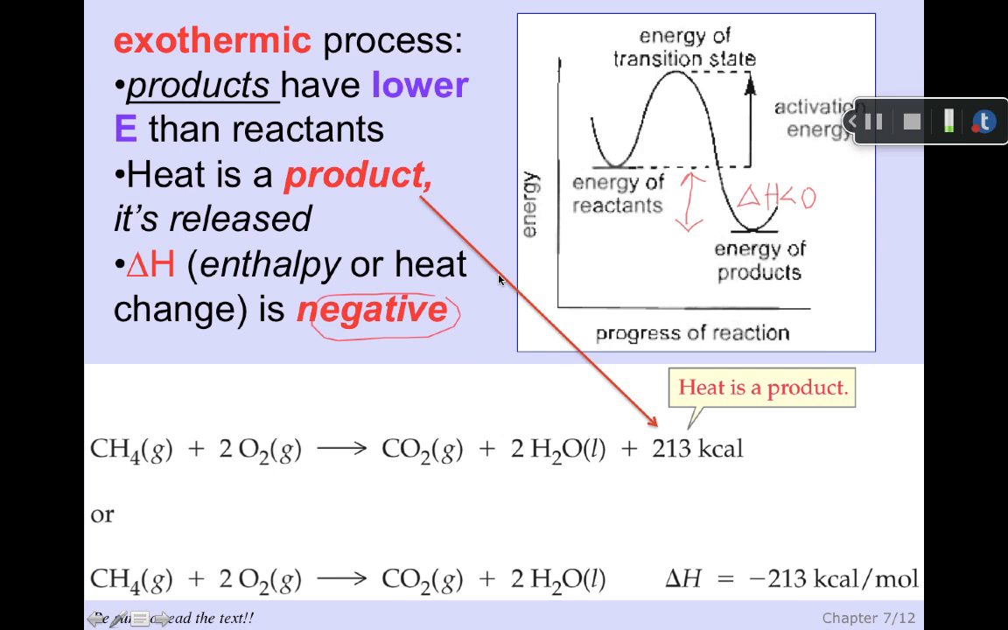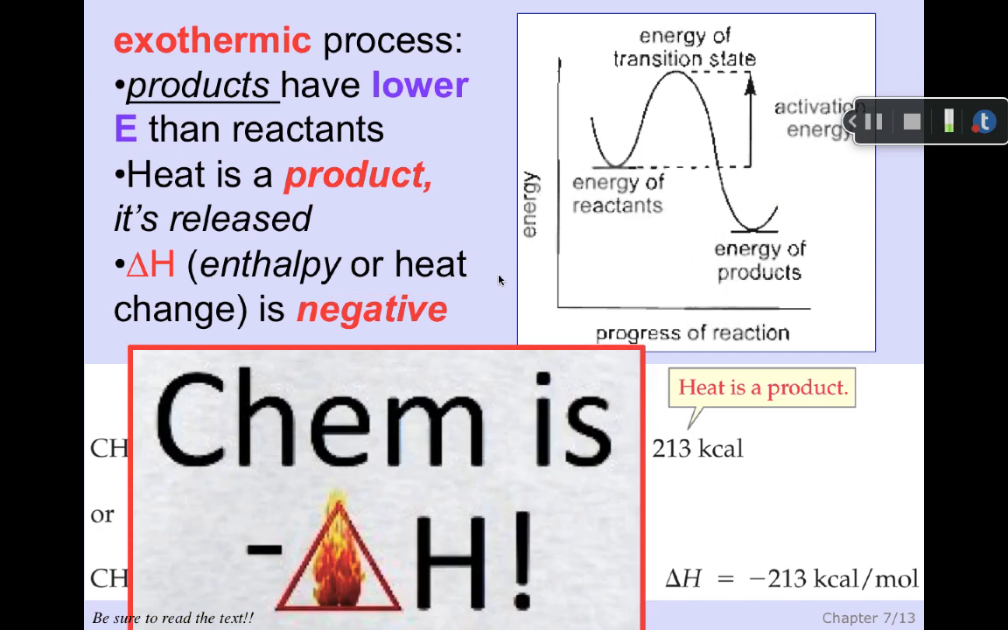And you can reflect it by putting it on the product side of the reaction, or you can list delta H separately. Notice that when heat is a product in the reaction statement, you always just list it as one more thing in the list of things, and everything in a reaction equation has a plus sign in front of it. So it's adding to the product list a value for heat. When you list it as delta H separately, delta H is given a negative value when it's an exothermic process, heat released. Chemistry could be considered as delta H negative as well.